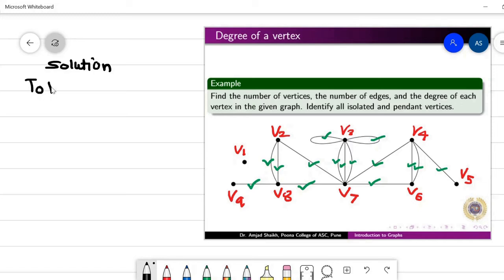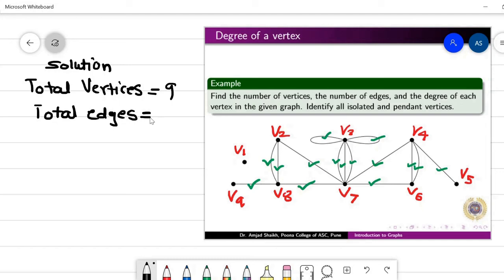Total vertices in this graph is equal to 9 and total edges is equal to 15. Now let's write the degree of each vertex starting from V1.